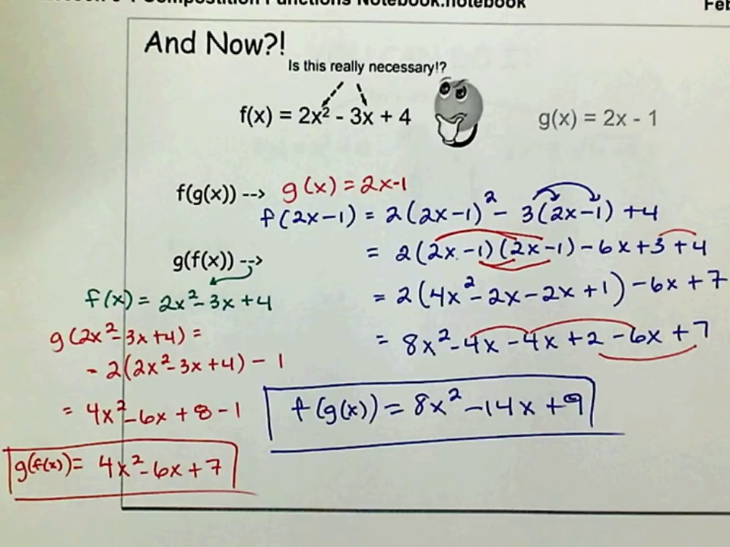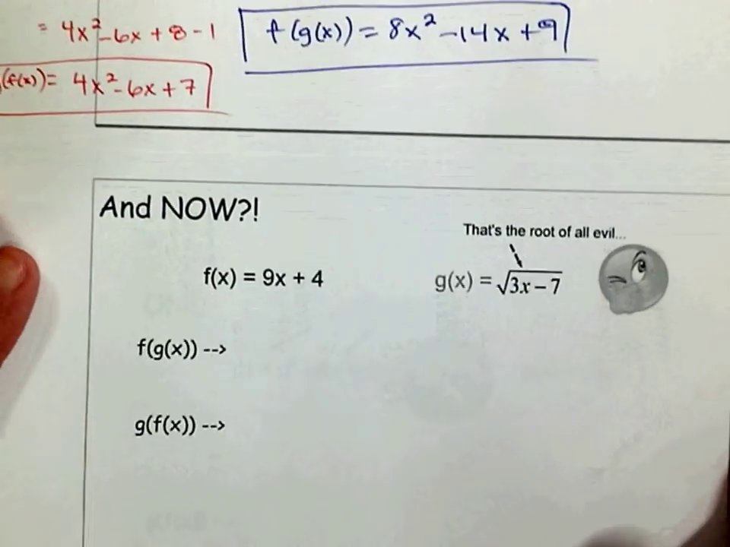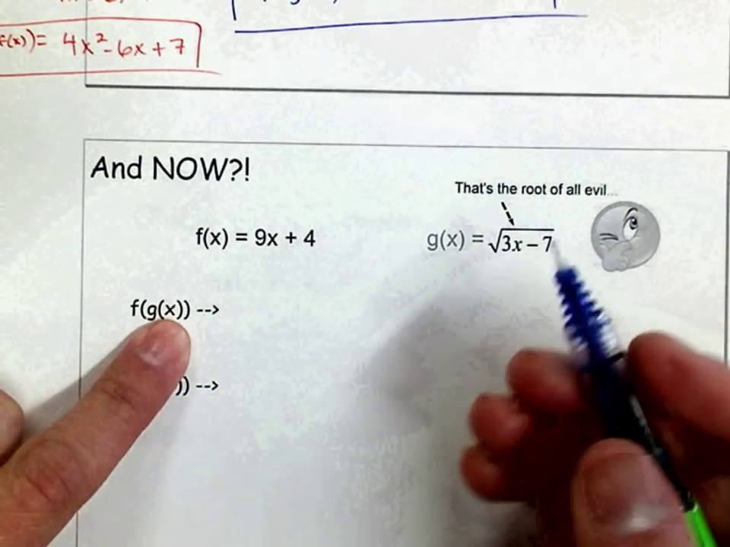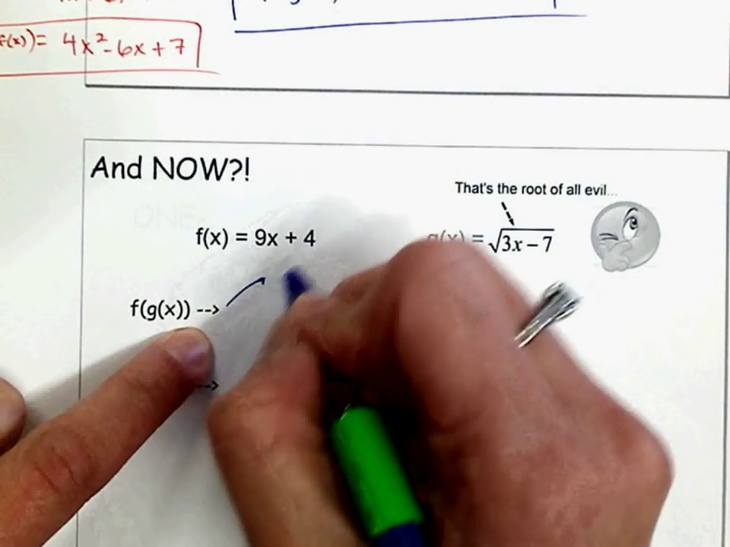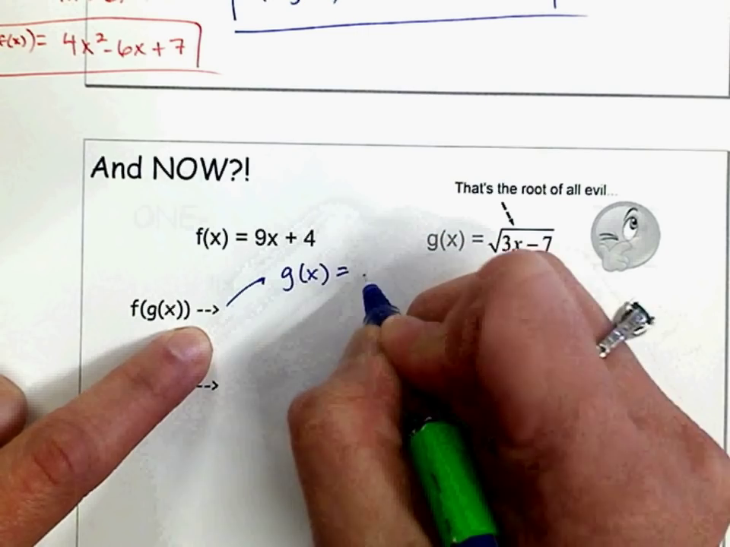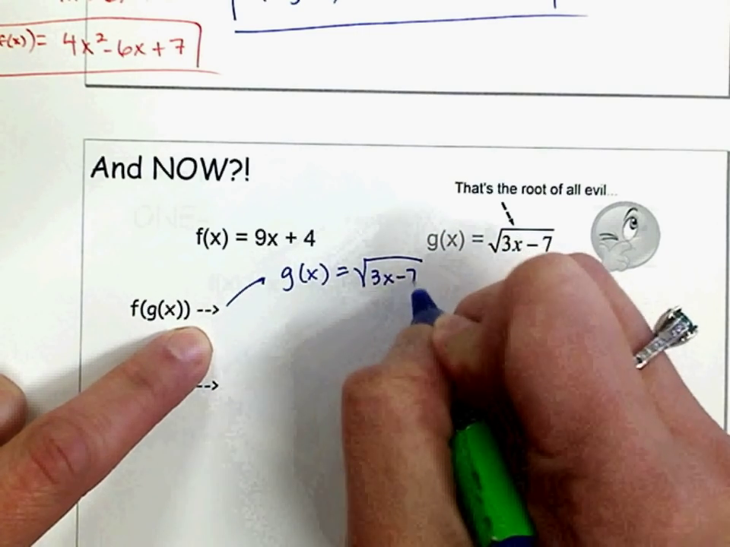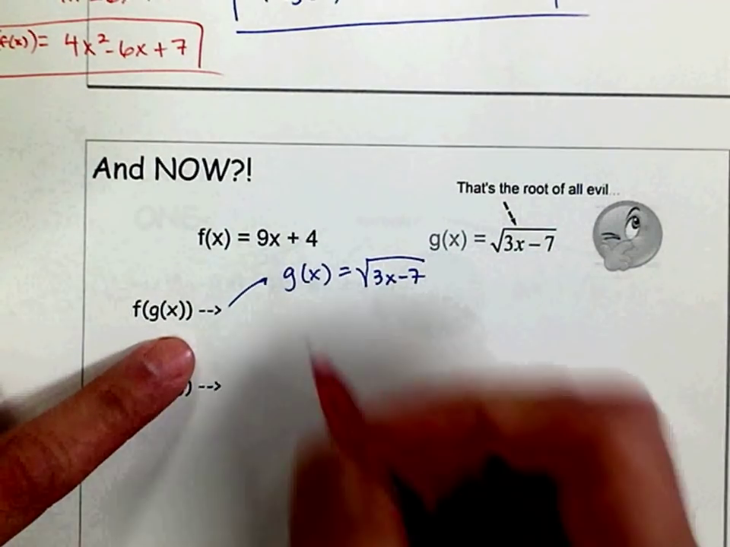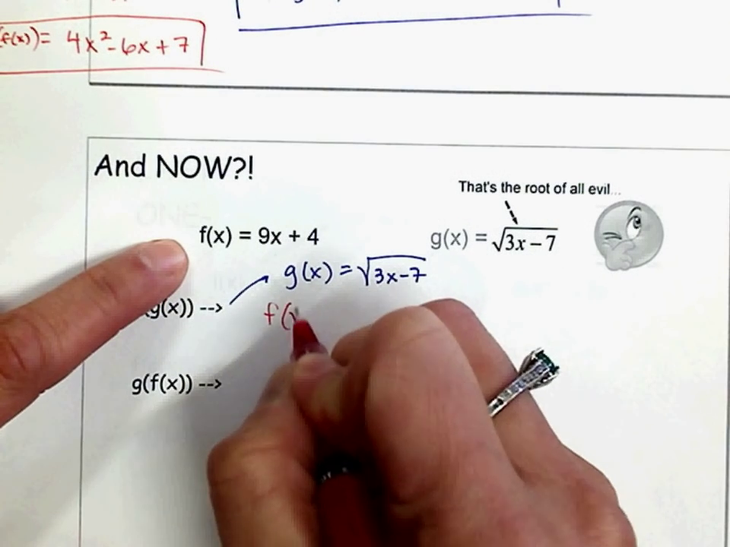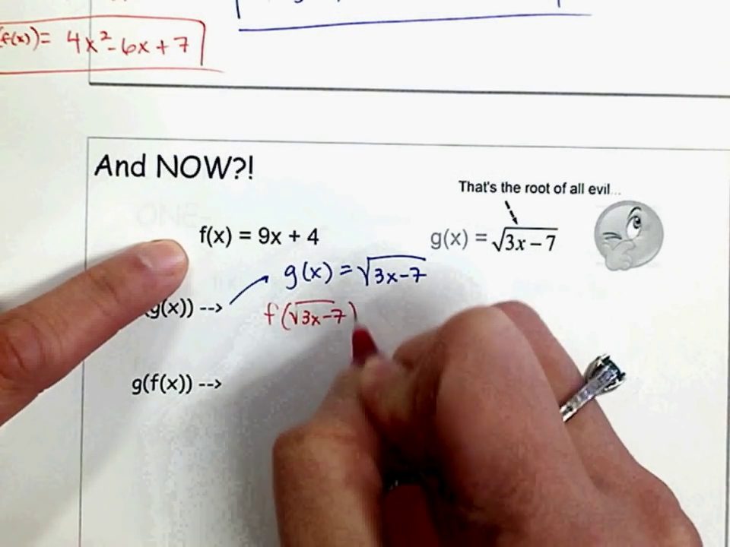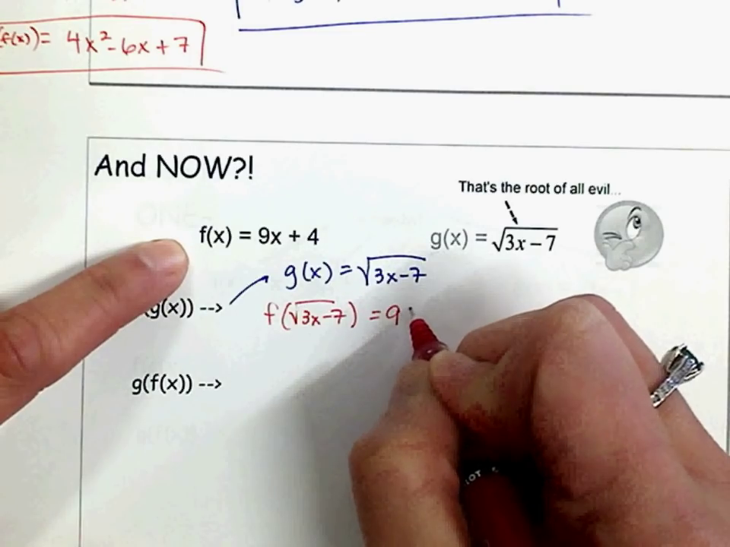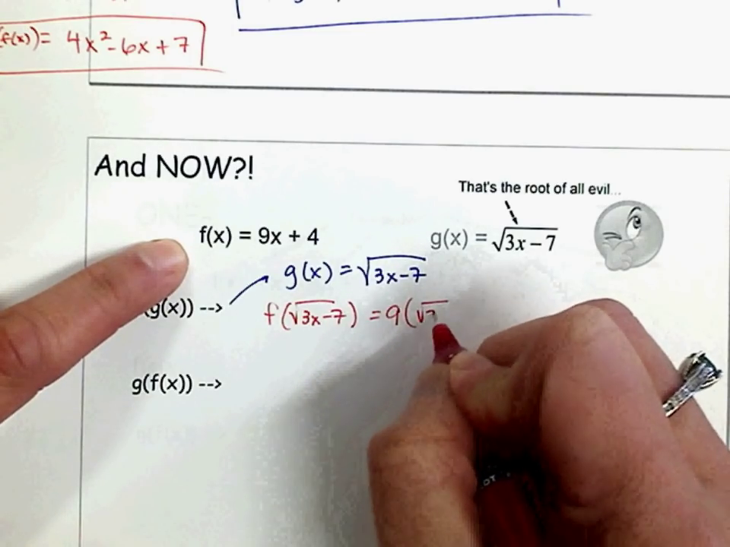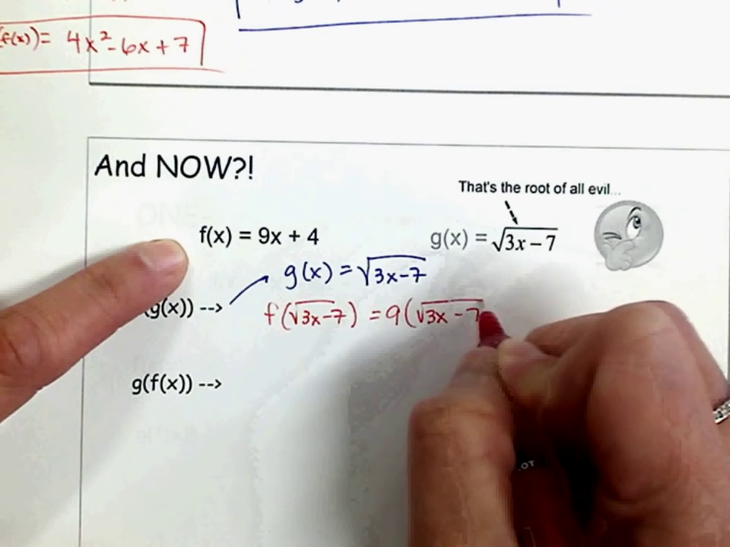All right, let's take a look at square root. Just remember, you have two answers whenever you have square root. Okay, here we go. G of x, okay, I'm going to move it up here. What is your g of x? Square root of 3x minus 7. We're going to plug that into our f of x. So square root of 3x minus 7, 9 times square root of 3x minus 7 plus 4. Okay?